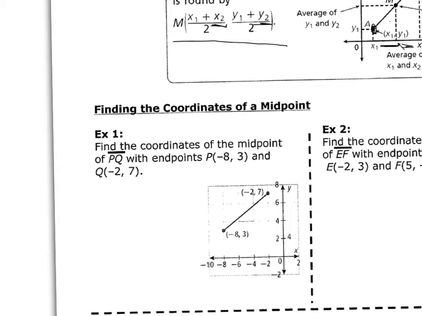Okay, so it says find the coordinates of the midpoint of PQ with endpoints -8, 3 and -2, 7. So let's go ahead and set up our formula. We want our x1. Okay, so our x1 is right there, -8. And then our plus our x2, which is this. So we have -8 plus -2. And we're going to divide all that by 2.